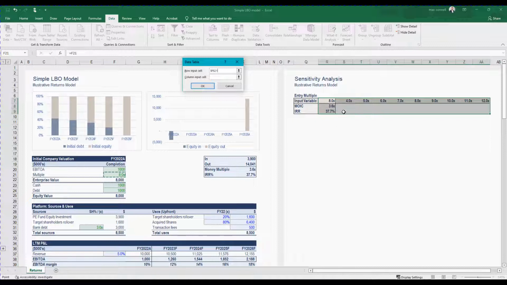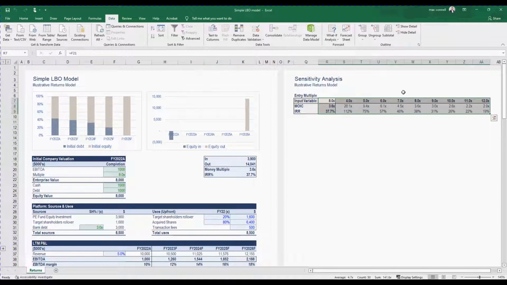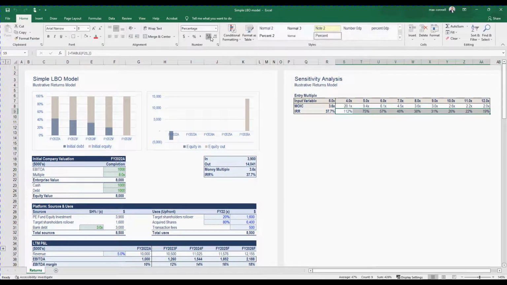So that now we're telling Excel that each of these inputs that we've got going across the row need to be plugged into this input cell over here. And then the output is whatever we've linked it to over here. It's a little bit confusing, but what this is saying is that if we were to get this business at 4 times, our money multiple would be, sorry, would be 20.1, and our IRR would be 112%. Conversely, if we bought it at 8 times entry multiple, our money on invested capital would be 3.6 times, which you can see matches with that, and our IRR would be 37.7%, which again matches with this.